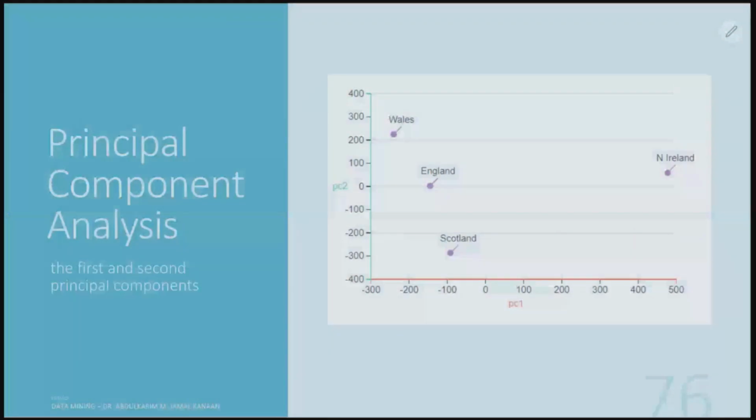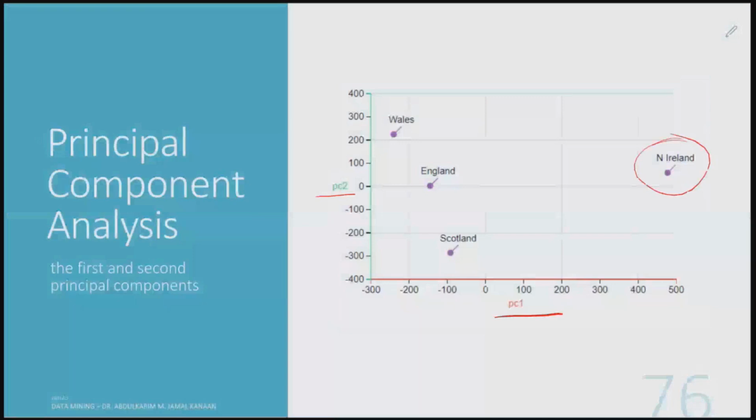Any questions? You can do the same. If you collect data about Malaysia, let's say food consumption, then apply principal component analysis and draw the figure. You can see which state or which city has quite different consumption behavior from the others. Okay.